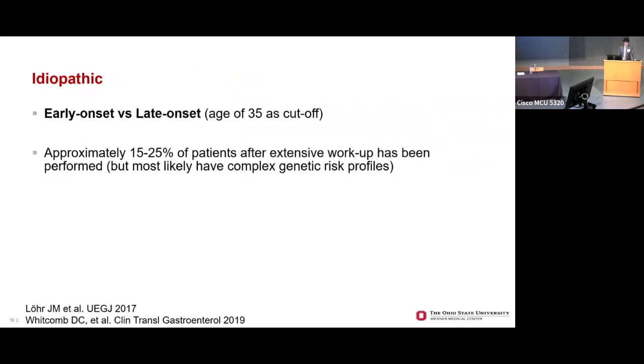So in 15 to 25% of patients with chronic pancreatitis, we will never find the cause of pancreatitis in them, so we label them as idiopathic. We typically categorize them as early onset or late onset, with the age of 35 as the cutoff. And I really want to make a note that a lot of these patients have complex genetic risk profiles, which we believe are contributing to their chronic pancreatitis.